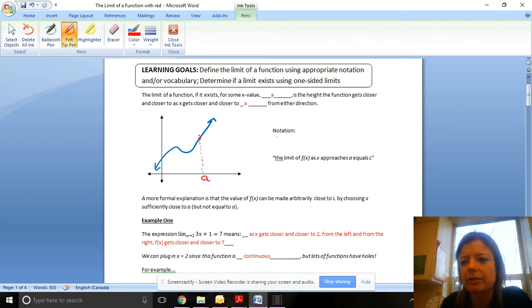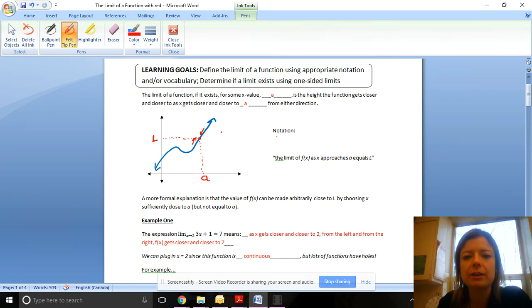But just imagine as x gets closer and closer to a from the left and closer to a from the right, what y value is this function getting closer and closer to? That is the limit. Notice in this case, the limit is the same as f at a, but that's because this is a continuous function. You'll see soon enough that that's not always the case. So you're saying as you get closer and closer to the x value that you want, what is the y value getting closer and closer to?